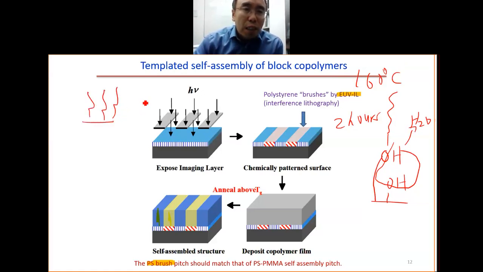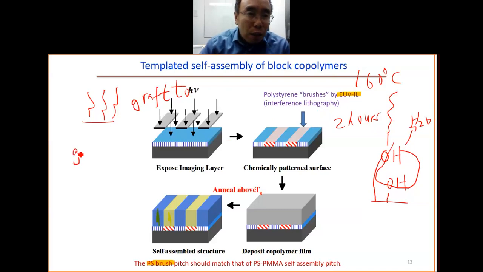Now this brush, this is called a graft to. So you graft the polymer film. You graft the polymer from the film onto the substrate. Then you can remove the bulk of the film. You leave behind monolayer with the brush. Another one is called the graft from.